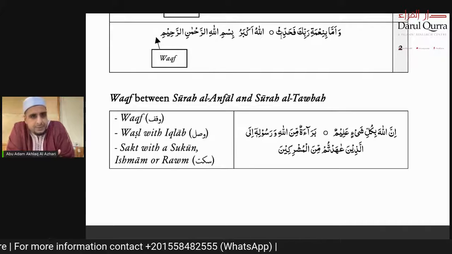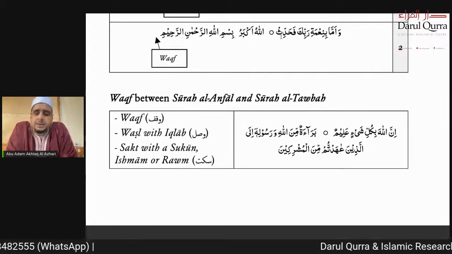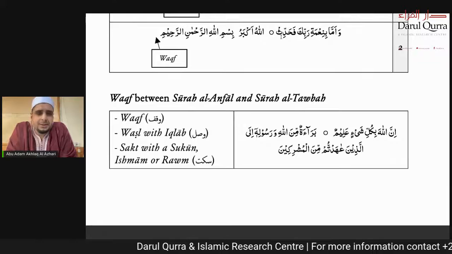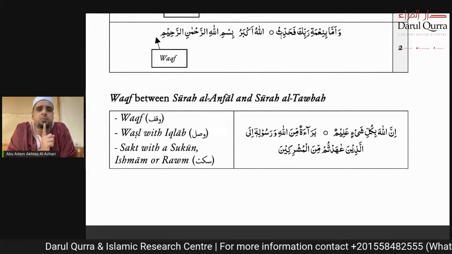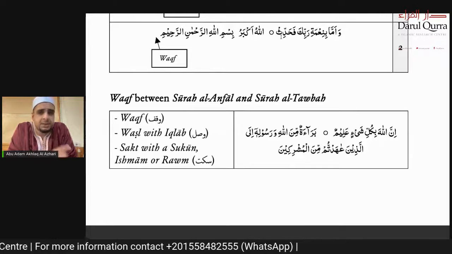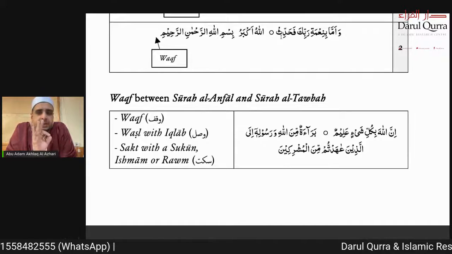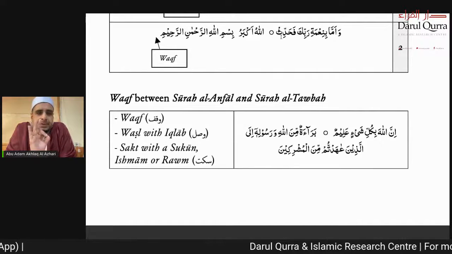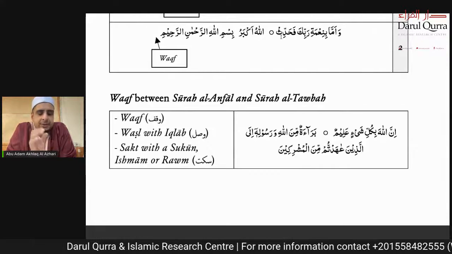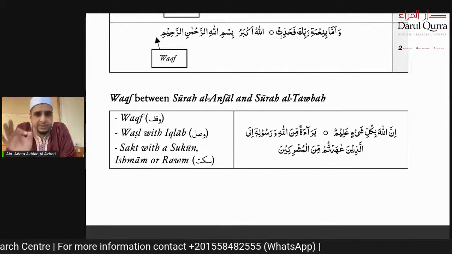So you're doing waqf. The second scenario you're doing sakt. So إِنَّ اللَّهَ بِكُلِّ شَيْءٍ عَلِيمٌ بَرَاءَةٌ مِّنَ اللَّهِ. Okay, so you're doing the sakt. You're not breaking your breath. So you're not doing waqf. You're holding your breath. You're breaking the sound with this sakoon.